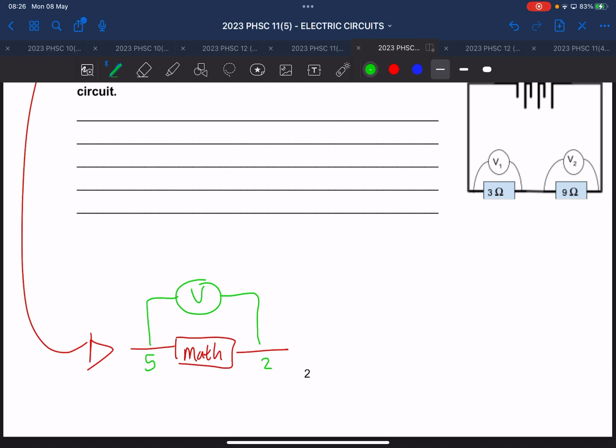Then what does that voltmeter do? It measures the potential difference. Your potential was 5 there, the potential is 2 there, so the potential difference is 3 volts. Okay, so what does that mean?